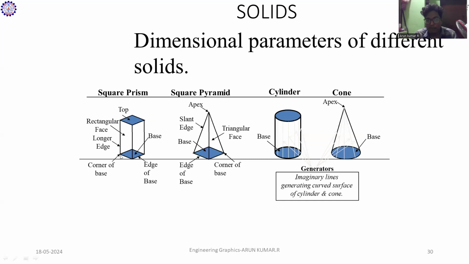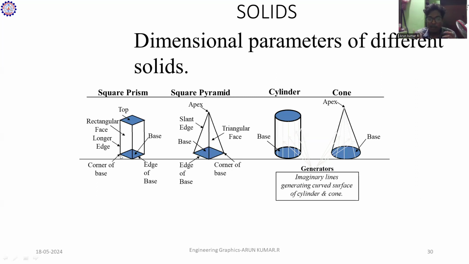Let's move on to the pyramid category. Similar terminologies and parameters apply as in the prism. It has a base, and the edge of the base and the corner of the base are the same. All the corners of the base joining at one point is called the apex. Here I take the square, so four sides. A triangle has three sides, a pentagon five sides.